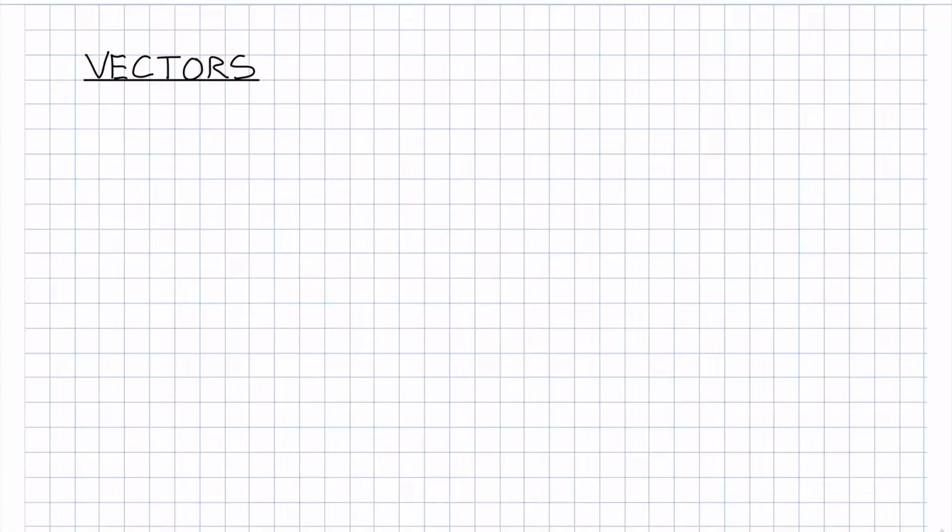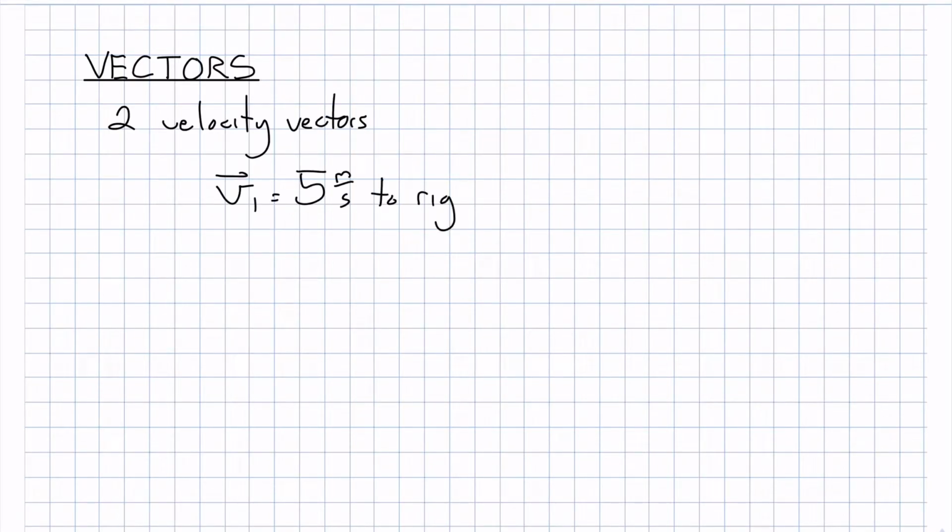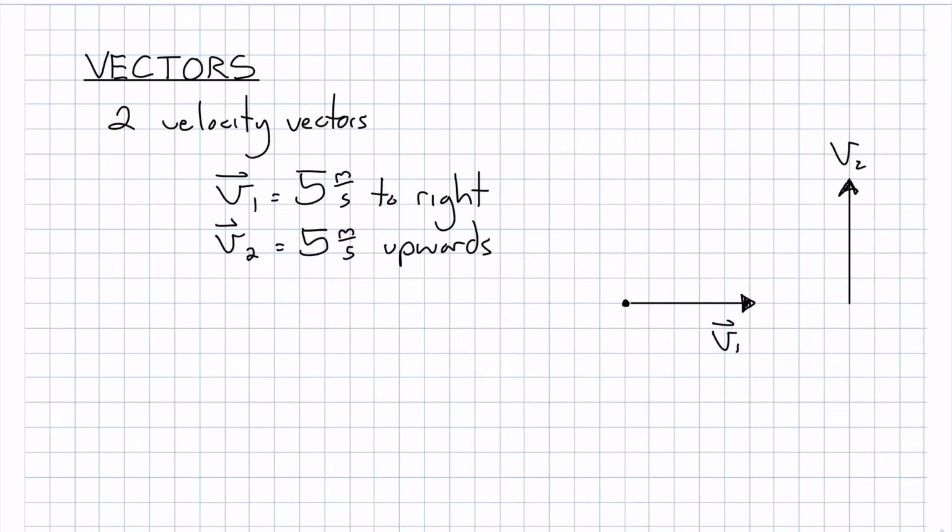Another example, I'm going to put two velocity vectors here. V1 is 5 meters per second directed to the right, and V2 is also 5 meters per second, but it's directed upwards. Notice I've drawn these with a scale to indicate that 5 squares on the graph paper is equal to 5 meters per second. And you'll notice if I measure the length of those arrows, they're the same. That would tell me graphically that the magnitudes are the same.